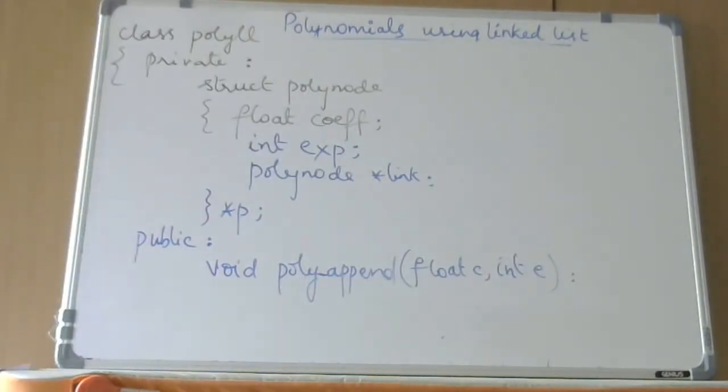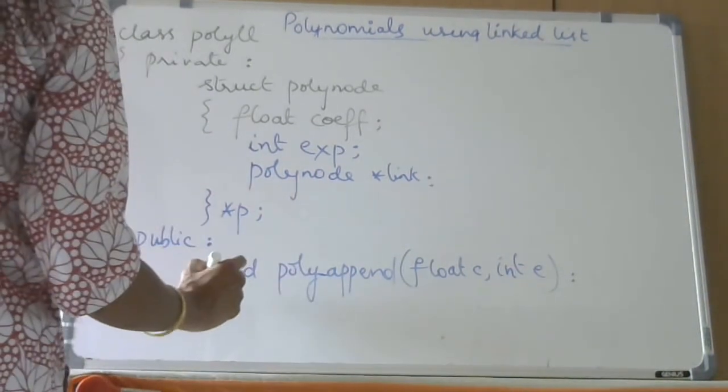Poly append means we go on adding each term. A polynomial can have several terms. Every term is a node. So I have to add the nodes and make it as one linked list. That's why I have taken this as poly append.